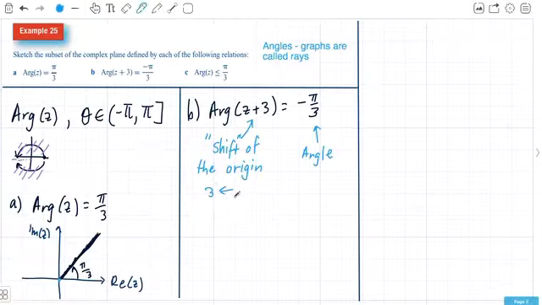Down would have an i. Remember that the imaginary is up and down. The real, and you can see here that this is a real number, real is left and right, and because it's a positive it will be that way, negative. So the shift of the origin is that way to negative 3.